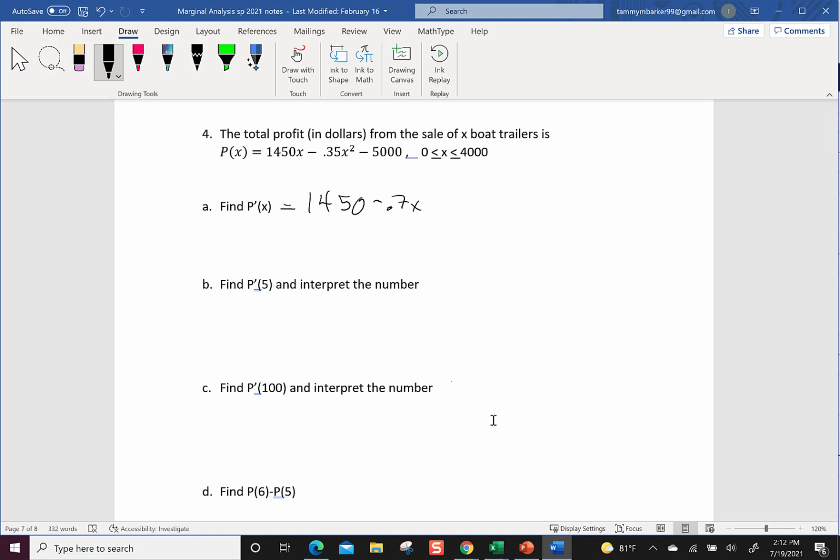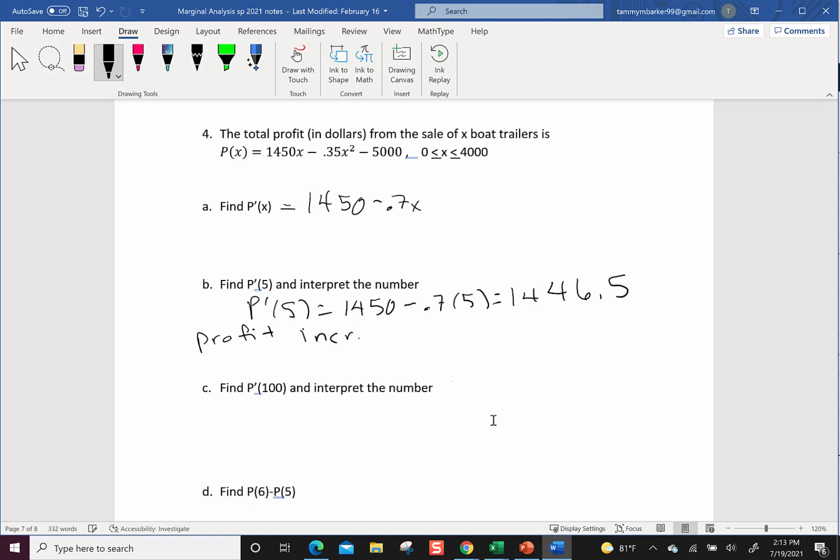Now we're going to find P prime of 5 and interpret the number. P prime of 5 is equal to 1,450 minus 0.7 times 5. This is 1,446.5. This says when sales increase from 5 to 6, then the profit goes up by 1,446.5.